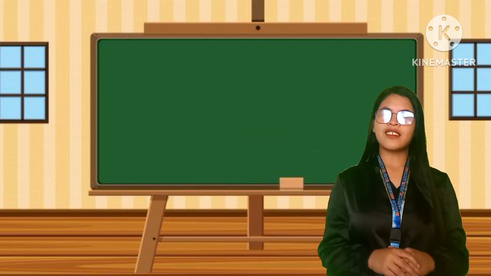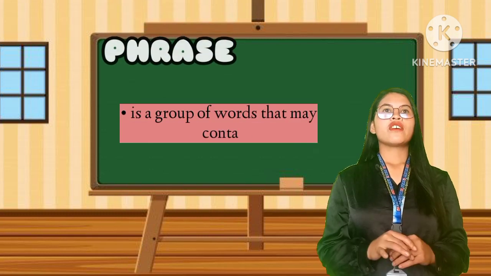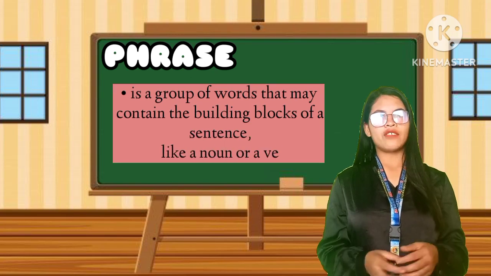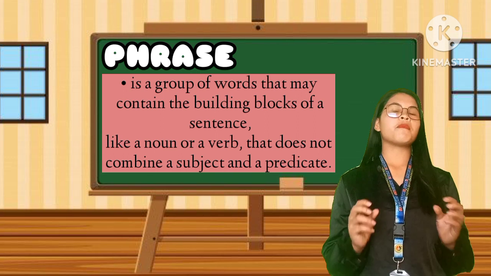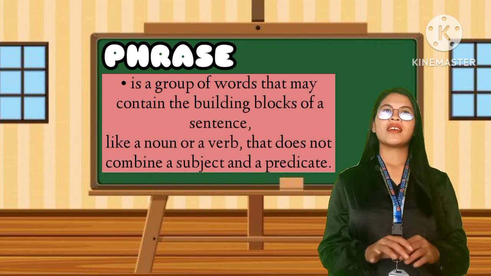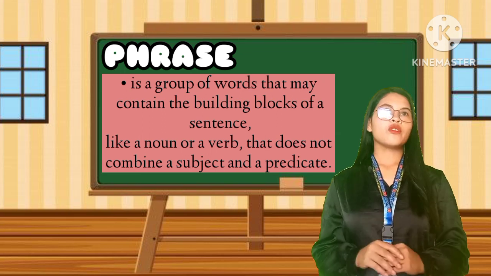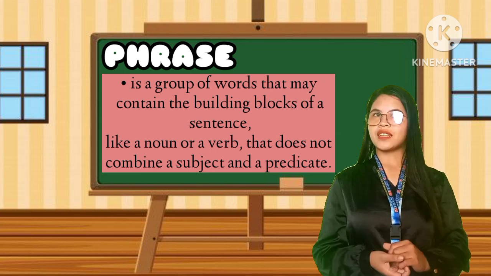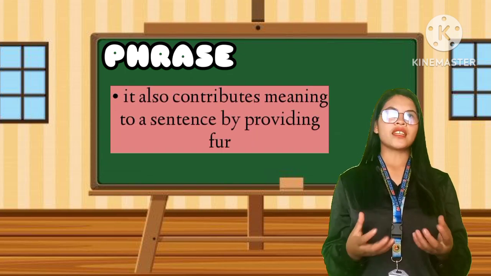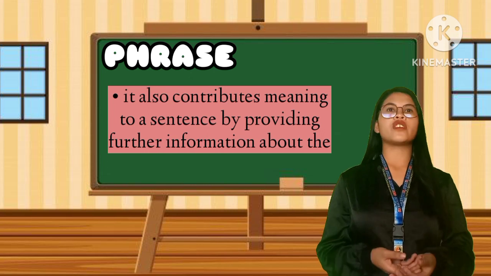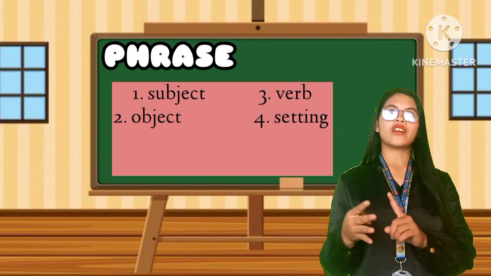So now, let us start with phrase. A phrase is a group of words that may contain the building blocks of a sentence, like a noun or a verb, that does not combine a subject, which is the one performing the action in a sentence, and a predicate, which tells us what the subject is doing. A phrase contributes meaning to a sentence by providing further information about the subject, object, verb, or setting.